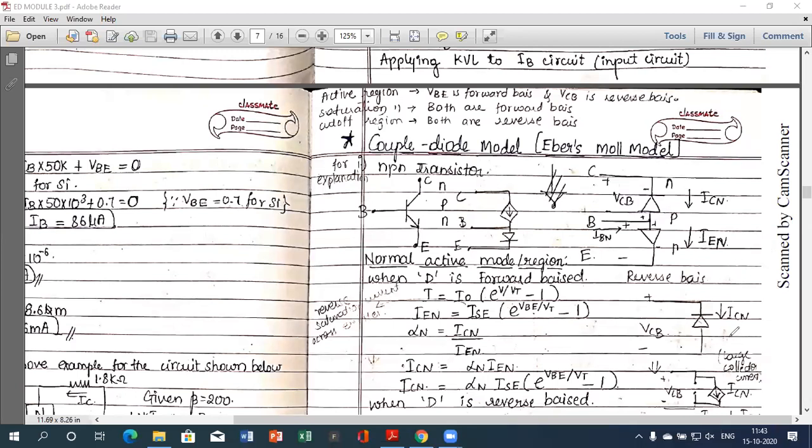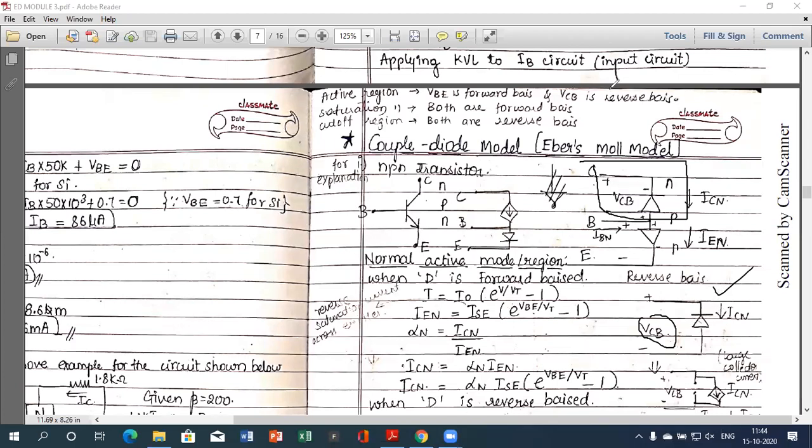The next thing is that this diode is reverse biased, so the voltage across it is VCB, which is negative because the diode itself is reverse biased. We know that a reverse biased diode acts as an open circuit. Across this diode, VCB is the reverse voltage and ICN is the current flowing through this reverse bias diode.